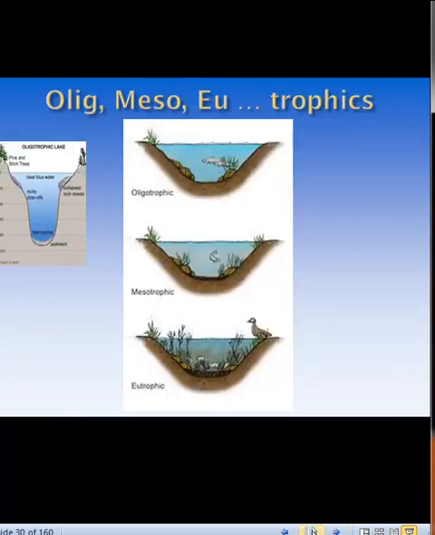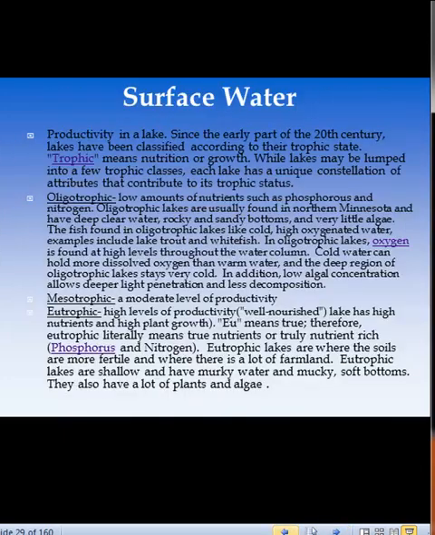U means true. Remember that rhyme. So eutrophic literally means true nutrients, or truly nutrient rich. So when we're talking about nutrients, as you know by now from all the labs we've done, we're talking about phosphorus and nitrogen. Eutrophic lakes are where the soils are more fertile. Eutrophic lakes are shallow. They have murky, mucky bottoms, so they're soft and your shoe can get stuck in them if you're walking in water shoes. They have a lot of plants and a lot of algae.